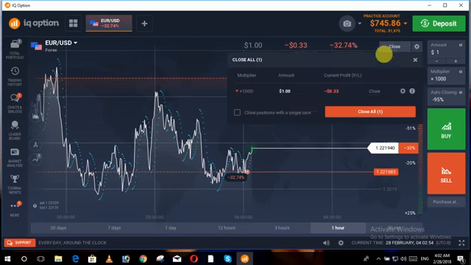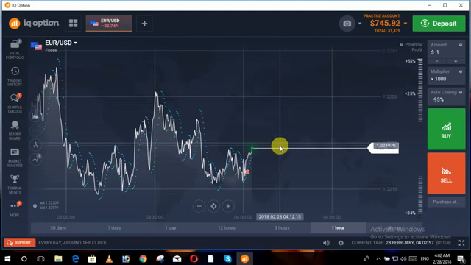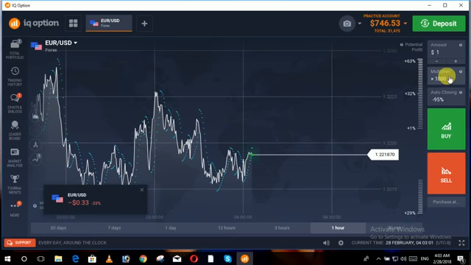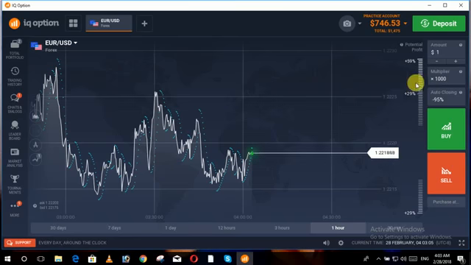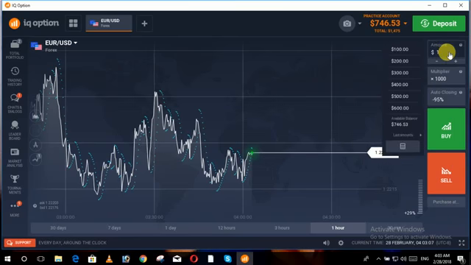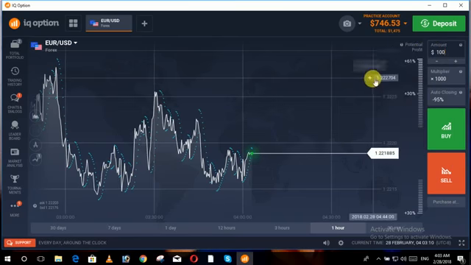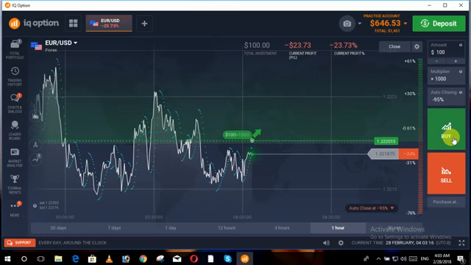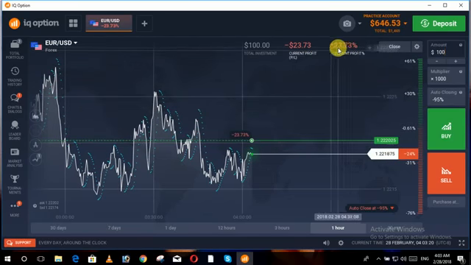Now we will move towards the trade. In this trade we set the multiplier as 1000, and we invest $100 and put the trade on buy. Now you can see that we are in 23.73% loss.